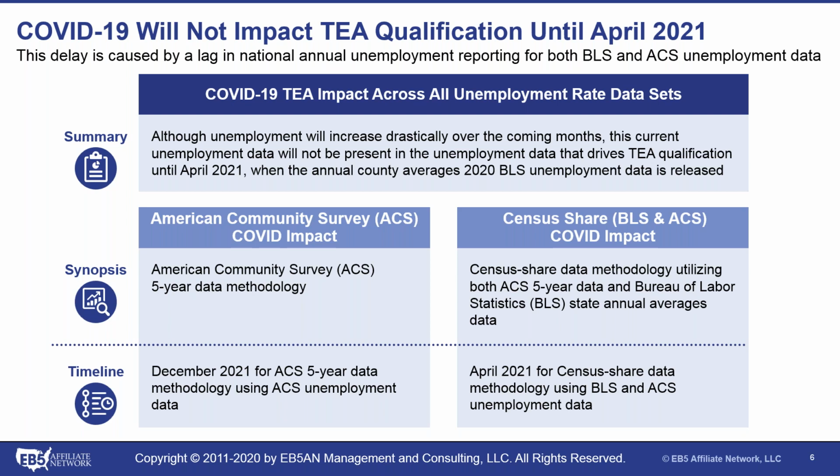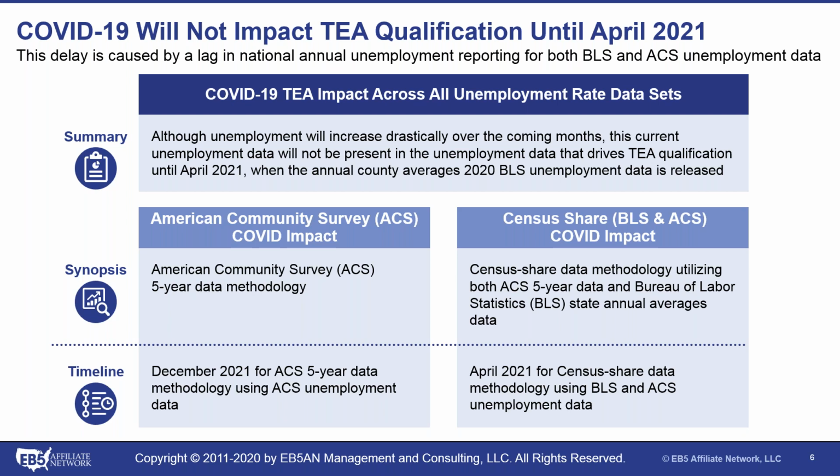And so that change in unemployment into 2020 won't be reflected until April 2021. The ACS data is currently 2014 to 2018, and when it updates this December, in 7.5, 8 months from now, it will be for 2015 through 2019, so it won't touch 2020. So the key high-level thing to remember is that there's not going to be any TEA change that takes into account COVID-19 unemployment until April 2021. Basically, one year from now is when you would first see a change in unemployment rate qualification.